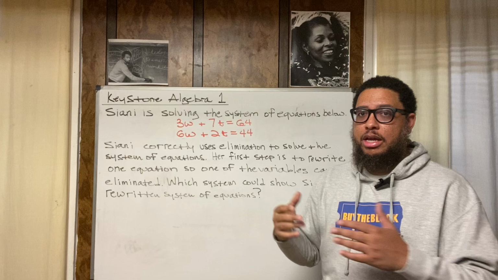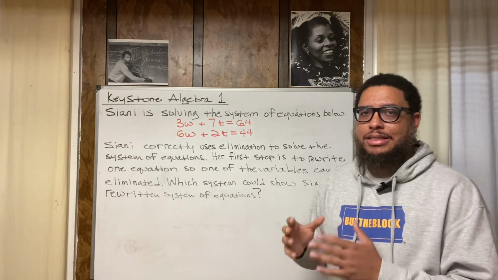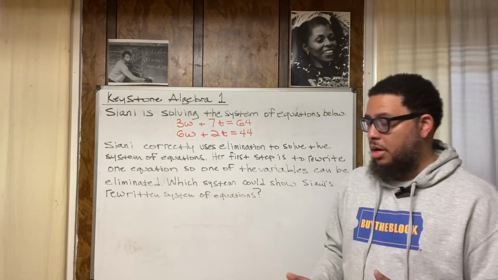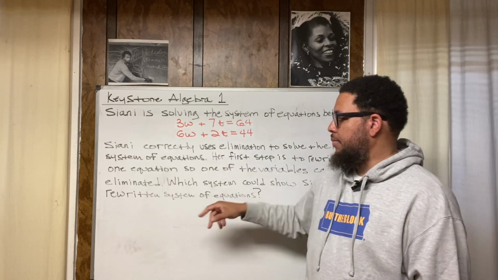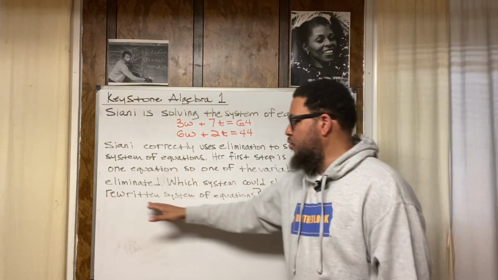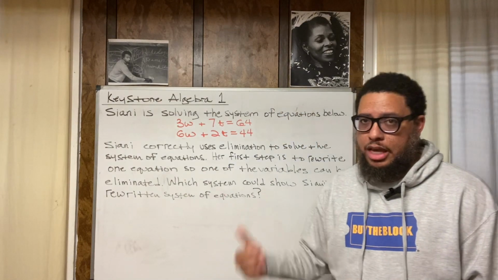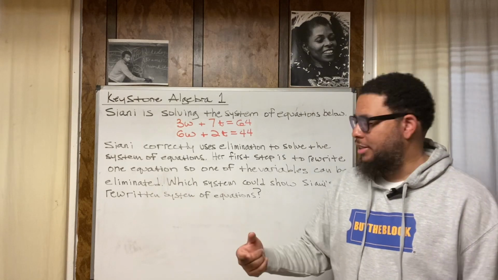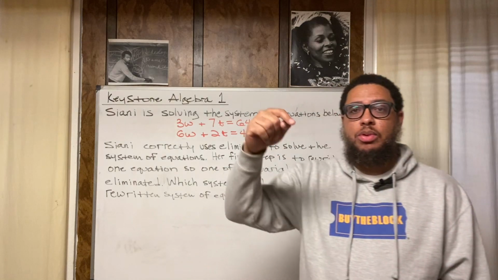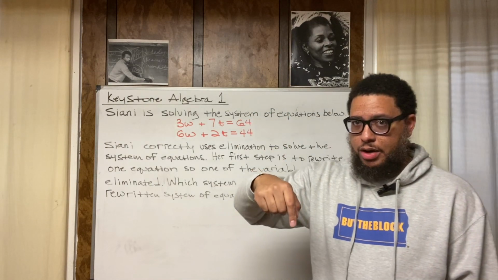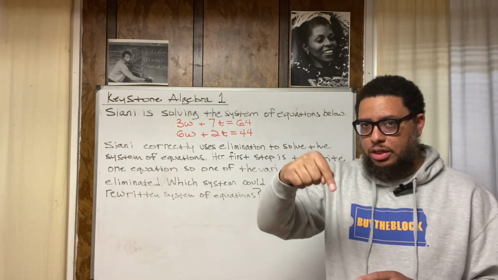If we eliminate one of them, we end up with one variable, and then we can solve for that one variable because we can only solve for one variable at a time if we're trying to find a numerical value. So one of the variables can be eliminated, either W or T. Which system could show Siani's system of equations after she rewrites it? Now, this is a multiple choice sample question from online. I did not use up this limited space to write the answer choices, but you can find the 4 answer choices underneath this video if you're looking at this on YouTube.